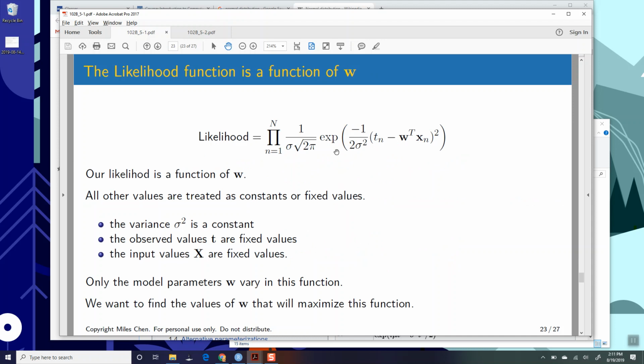Okay, and so this is where we are. Here's our likelihood, and here are the important things. Everything here is fixed except for the w. Our values x, the observed data, are treated as fixed. The observed values of t, the response, are also fixed, and the variance is a constant. The only thing we can change is w, so we change that and find the value of w that maximizes this. We treat everything else as fixed.